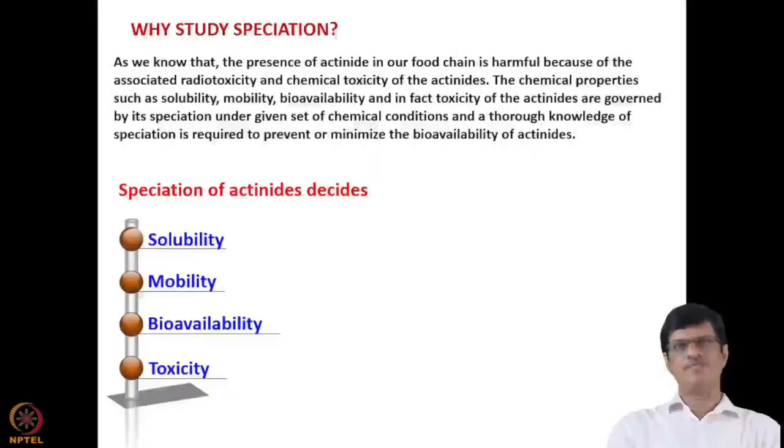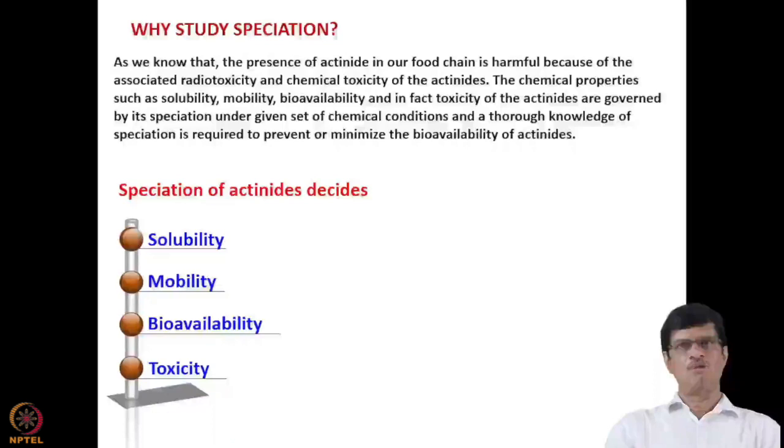Now, why study this speciation? As we know, the presence of actinides is dangerous if it goes into our food chain, because its radiotoxicity is high. Also, the actinides and the heavier elements have very high chemical toxicity. Both these factors, the radiotoxicity as well as the chemical toxicity, are going to be harmful for living beings. And also, the chemical properties of these actinides and their complexes decide the migration of actinides.